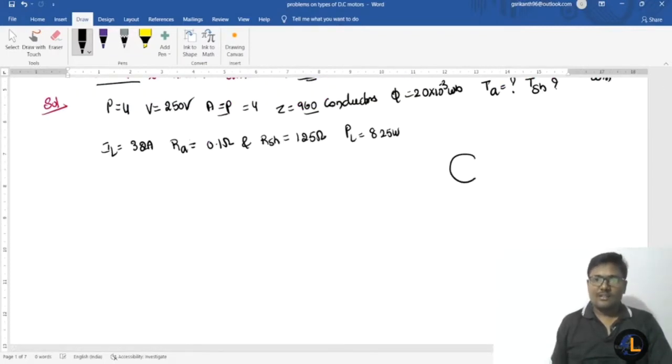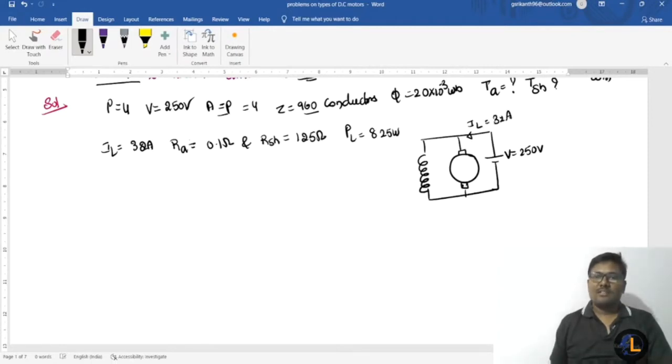So first you should draw the diagram of the DC shunt motor. The armature winding, and this one is the field winding, is connected in parallel with the armature, and I am giving the supply voltage. This value is 250 volts. It draws a current of 32 amperes. The current flowing through the armature is IA, and the current flowing through the shunt field winding is ISH, and this is 125 ohms. RSH is 125 ohms.